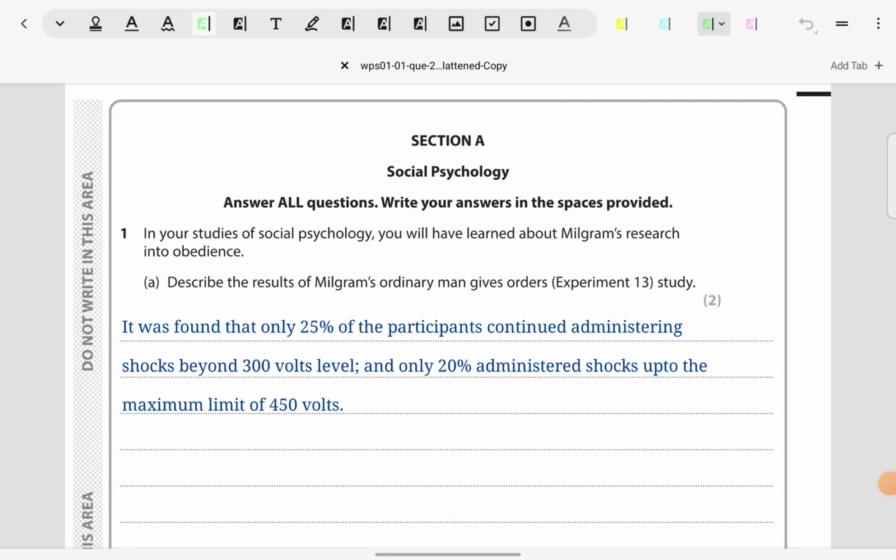In today's class, we'll be looking at how to solve Edexcel IAL Psychology past paper. This is the January 2024 paper that I'm discussing today. And this is the paper for the first unit, which is Social and Cognitive Psychology. In today's lesson, we will go through some answers for social psychology.